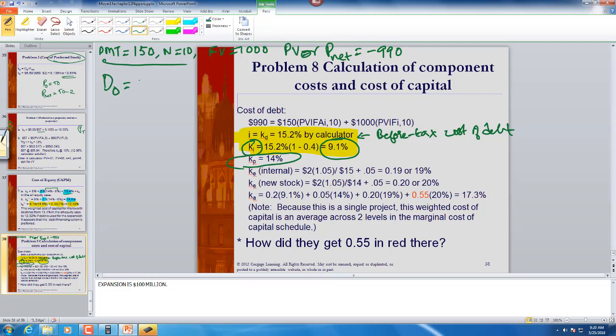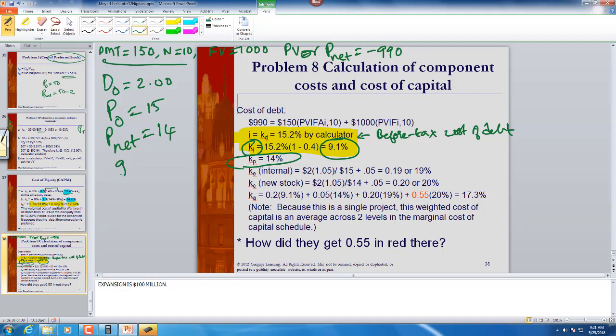D0 is 2. The current market price is 15, so P0 is 15. And new shares can be sold to net Ewing 14 per share. P net is 14. They're giving us a lot of details here. Ewing's dividends are expected to increase at the rate of 5% for the foreseeable future.